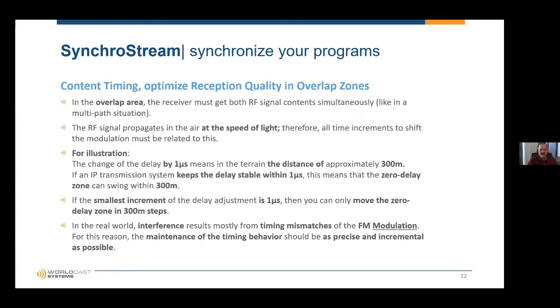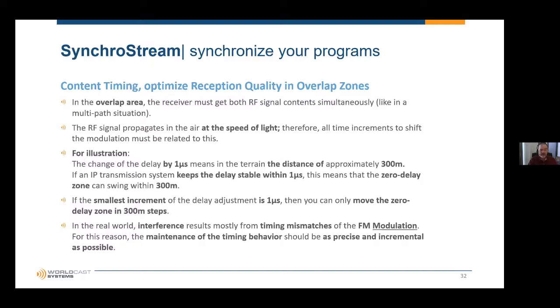So if your smallest increment of adjustment is only a microsecond, then you can only move that zero delay, the perfect zone, right? Where the reception is going to be perfectly synchronized between the two transmitters. If you're moving in 1 microsecond steps, then that zero delay zone, that perfect synchronization zone, is going to move 300 meters at a time, either way. So if you can adjust that with a smaller increment, right, and move that interference zone or the perfect reception zone by 10 meters or 30 meters, that's going to be a big help in getting your SFN set up and working the way that you want.